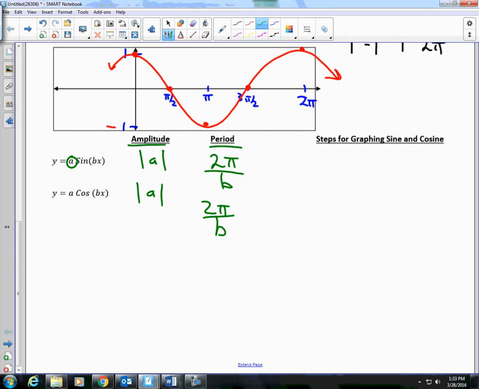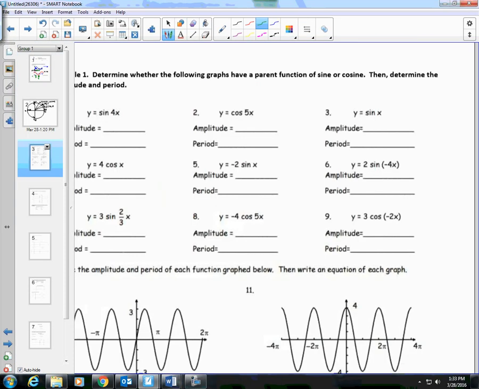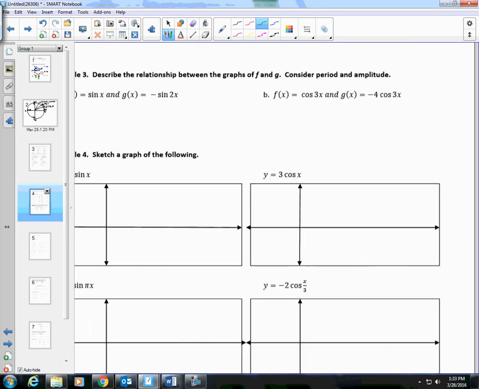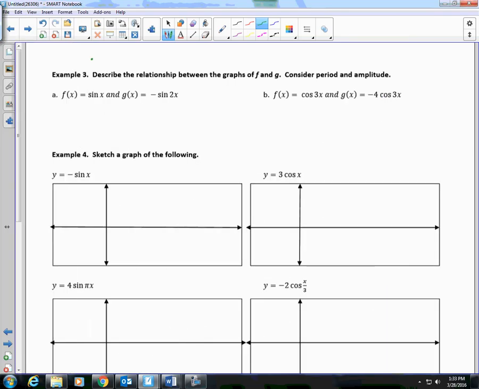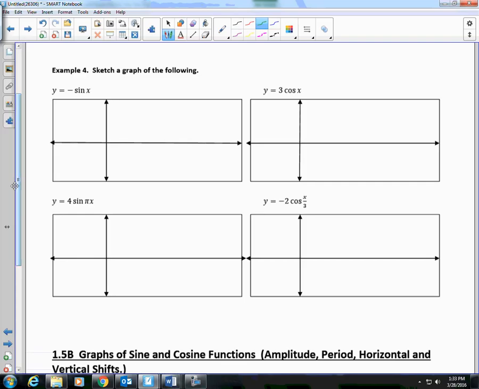Let's practice some of these problems. Flip it on over. And we're going to skip through that because we just don't have time. We're going to go straight to the graphs. Example 4.